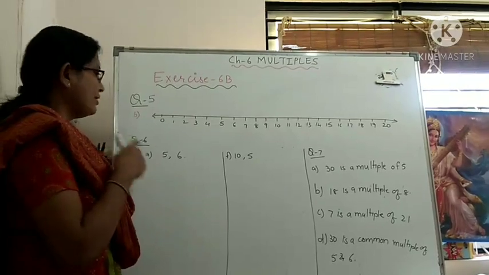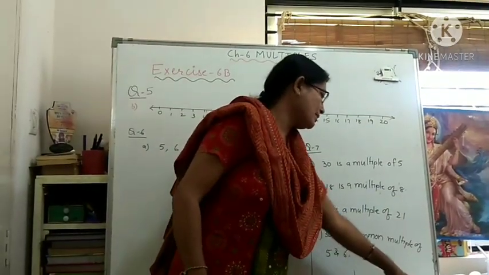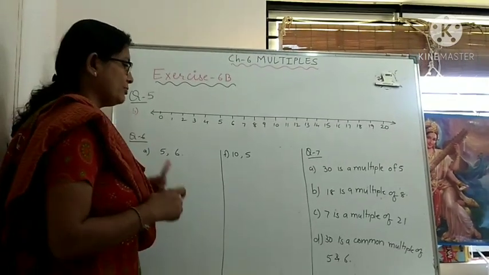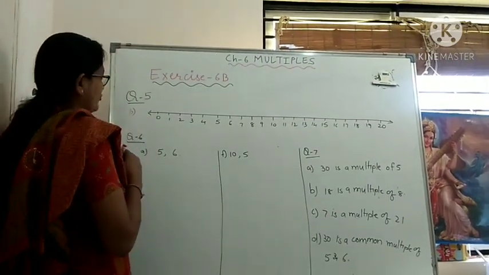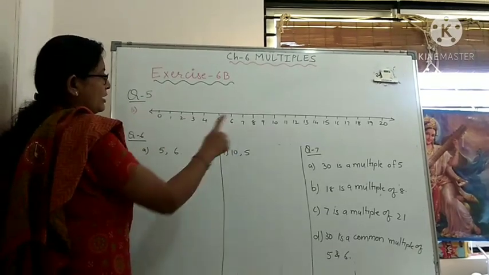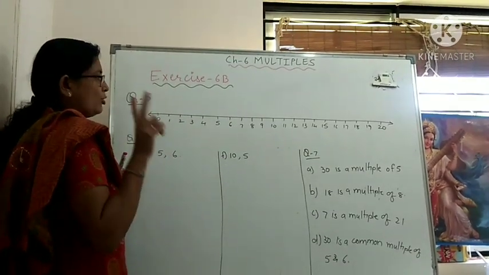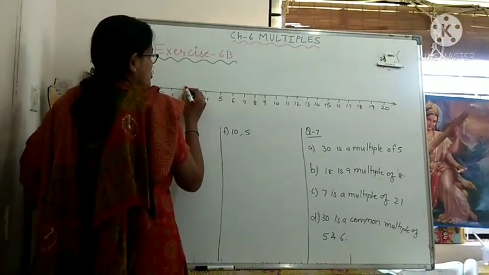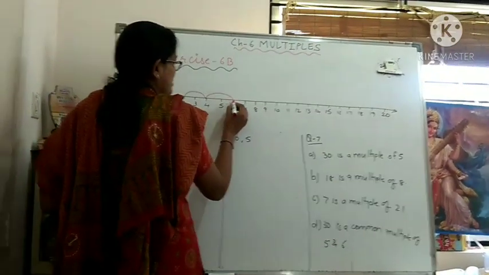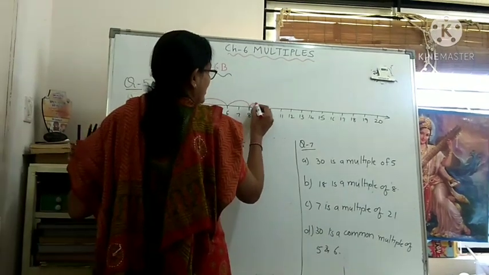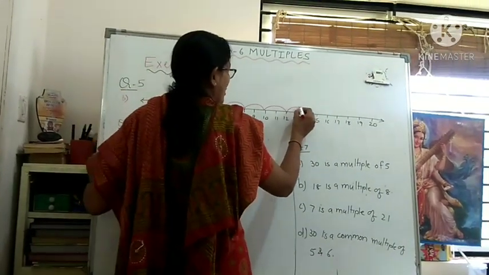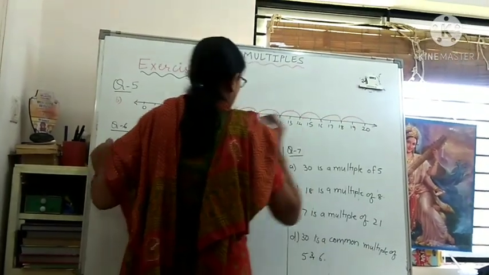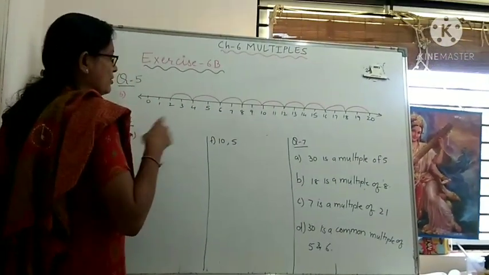Question number 5. Use the number line to list the common multiples of. In that, 2 are given, and starting with B, that is 2 and 5. What you have to do? You have to use the number line for finding the common multiples of 2 and 5. Let us start with 2 first. Multiples of 2 are 2, 4, 6, 8, 10, 12, 14, 16, 18 and 20. Okay, now next is of 5.